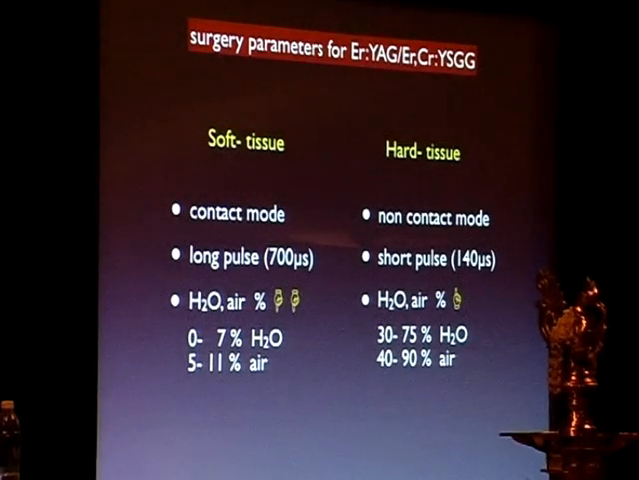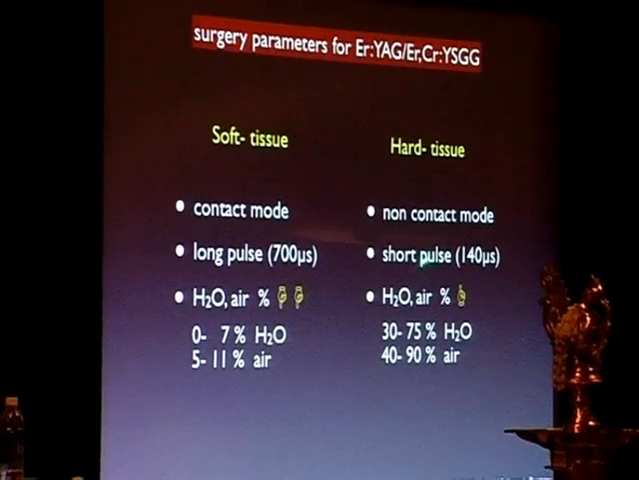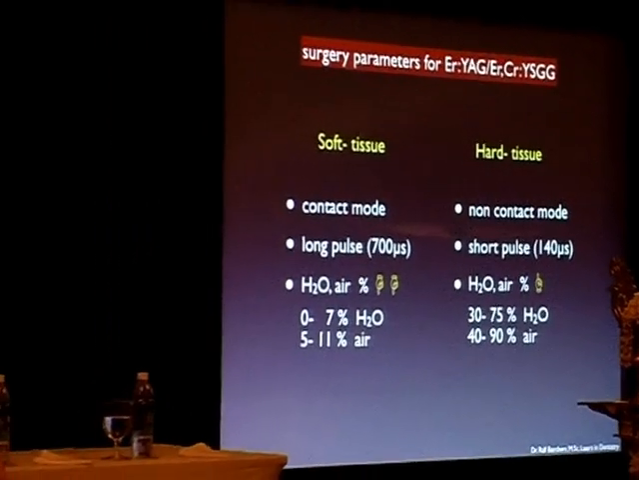The surgery parameters for erbium YAG lasers are different because you can use it for soft tissue and hard tissue surgery. If you use it in soft tissue surgery, you use it in contact mode with a long pulse because you want to create a little bit of coagulation. Water and air very low, so 0 to 7% water. If you use it for hard tissues, that's the same as in restorative dentistry. Use it in non-contact mode with a short pulse and a higher amount of water and air.